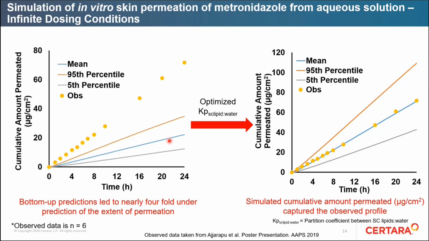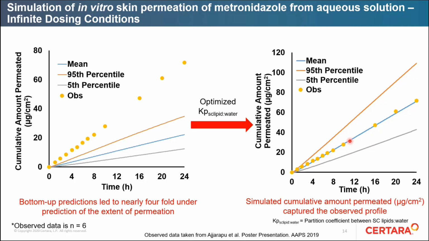The idea of the whole exercise is if you use a certain data set to optimize a certain parameter, you try to fix that parameter. And you only change it if there is a strong rationale to change it, but you don't change your parameters from data set to data set. Otherwise, there is no consistency in your modeling work. So we optimized KP-SC lipid to water to capture the permeation from the infinite dosing conditions.